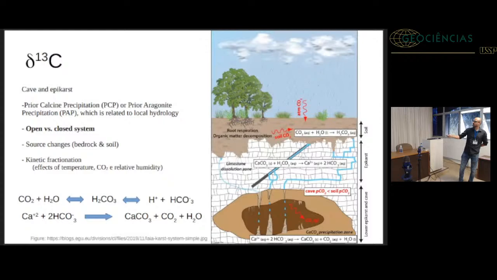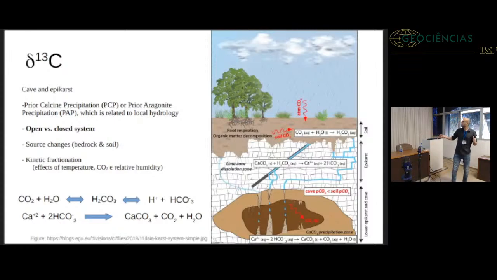But if you close your system, if this solution loses contact with the CO2 in the soil, your solution starts to dissolve the limestone, and at some point your solution becomes neutralized. It's not acid anymore, so you stop dissolving your limestone. But when it's dissolving your limestone, you are incorporating new carbon from the limestone into your solution. If you stop this, you stop taking carbon from the limestone.